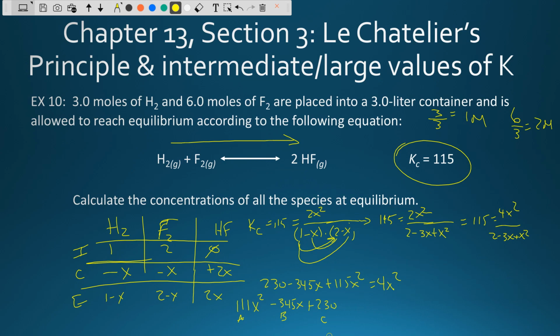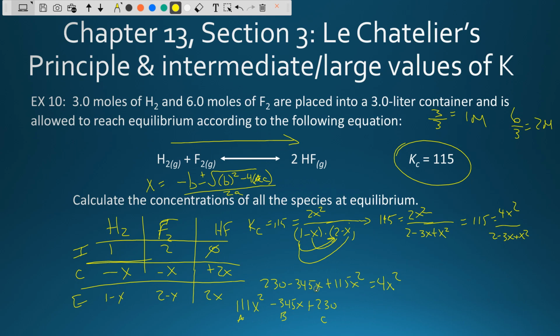Now remember how to do the quadratic equation. X is going to be equal to negative b plus or minus the square root of b squared minus 4ac, all over 2a. So here's my a, here's my b, here's my c. So let's plug values in, all right?